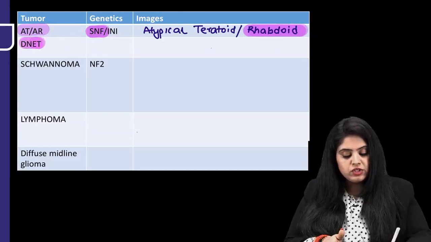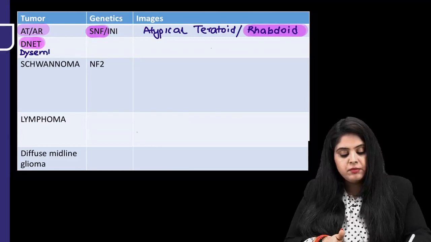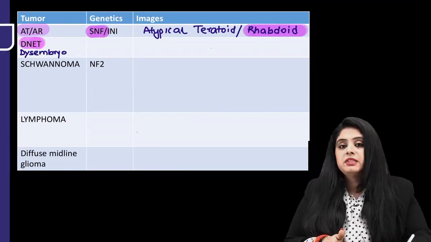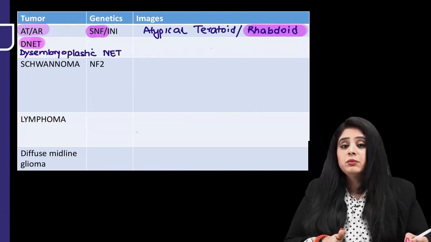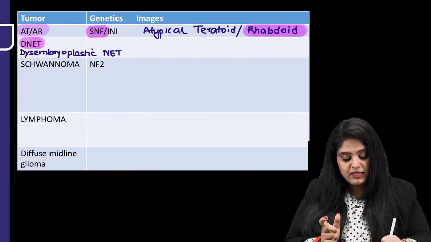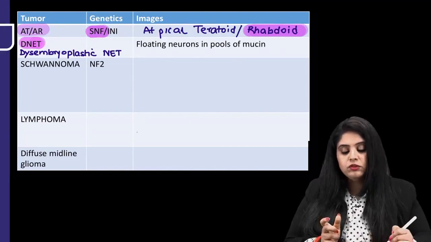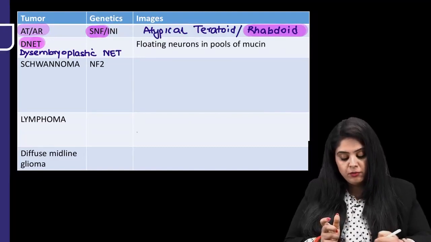In DNET you get a question. Firstly, what is DNET? DNET is associated with a dysembryoplastic neuroepithelial tumor. So remember, it's a dysembryoplastic neuroepithelial tumor. And remember, in dysembryoplastic we will see lots of pools of mucin. I have called them pools of mucin.